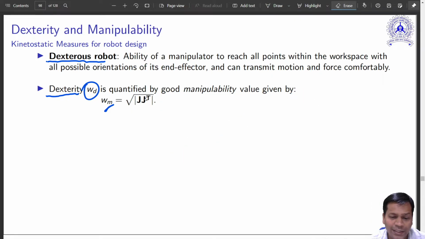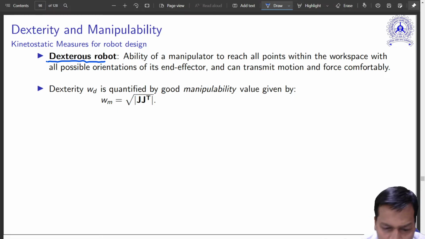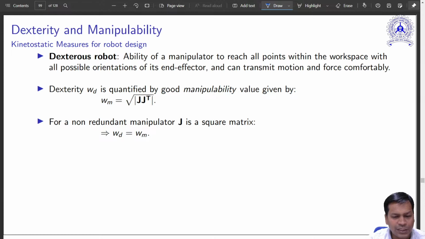Why this is so, where this value has come from, will be very clear now. We will deal with one example also. Let me just complete this, then we'll come to that. So J J transpose, what is the Jacobian? You already know that. The determinant of J J transpose, the square root of that, will give you a value that is known as the manipulability, a good manipulability value.